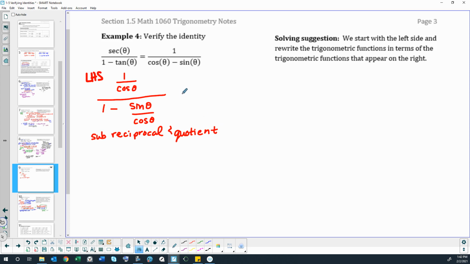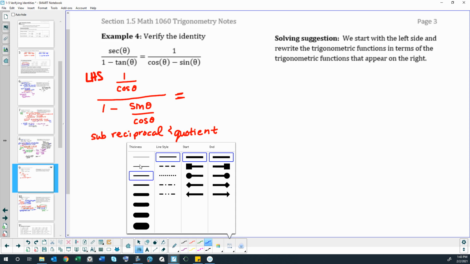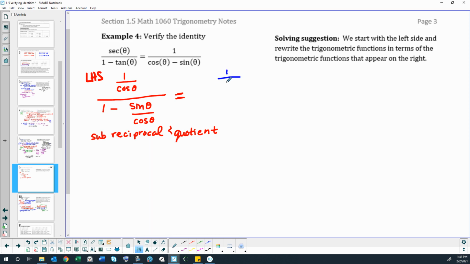All right, the next thing I'm going to do is get a common denominator so I can add these two pieces together. So I want to combine the fraction, so I need a common denominator. So keep the top the same, but that denominator piece is going to turn into cosine over cosine instead of 1, and then minus sine over cosine.